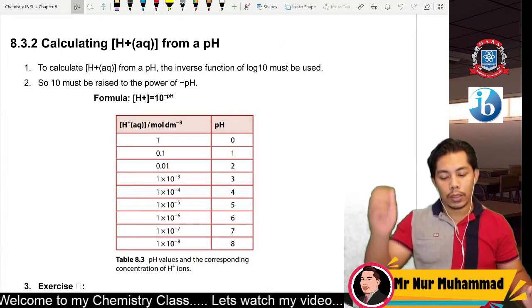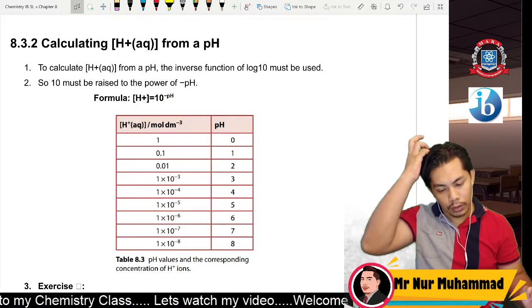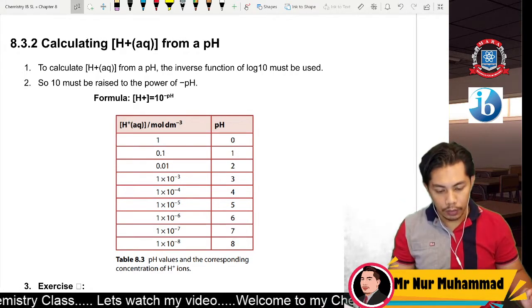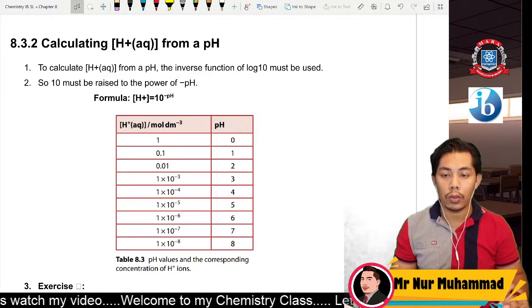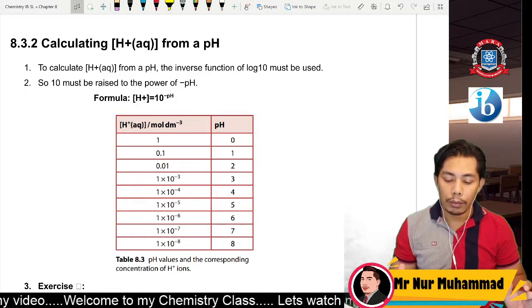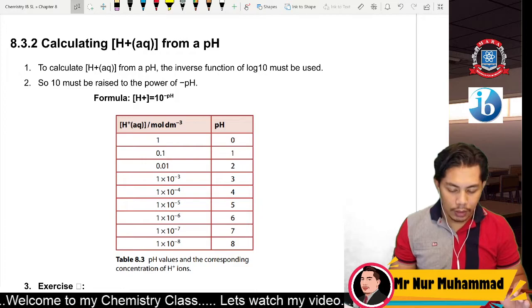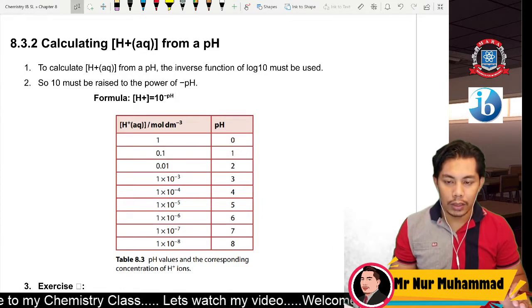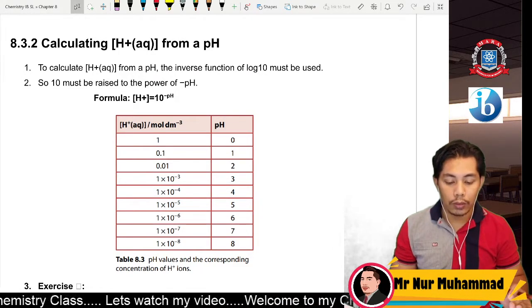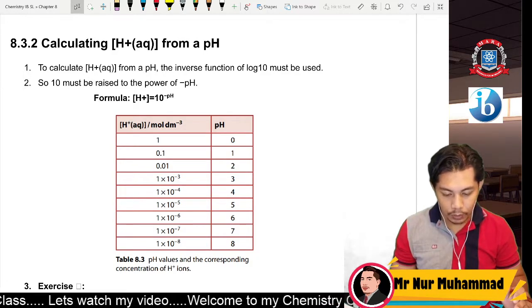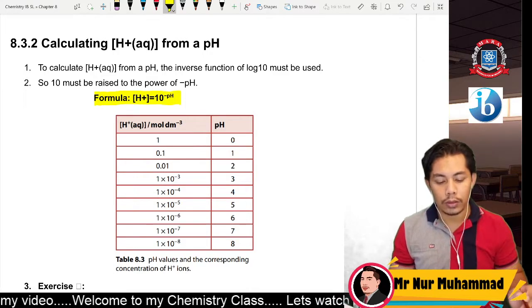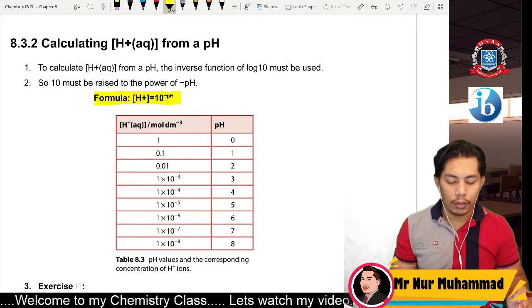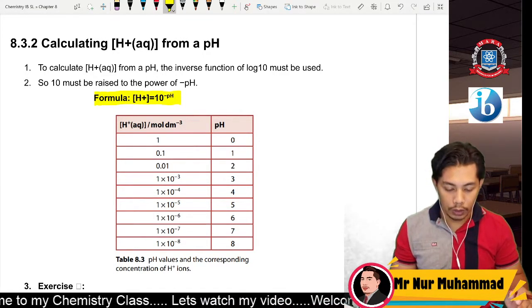Now, how to calculate the hydrogen ion concentration from a pH? Before this, we can calculate the pH value if we know the concentration of hydrogen ion. But the second formula is we can calculate the concentration of hydrogen ion if we know the pH. So the formula is concentration of hydrogen ion equal to 10 power of negative pH.